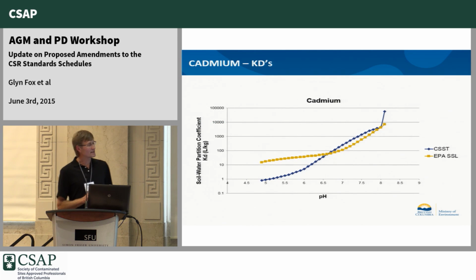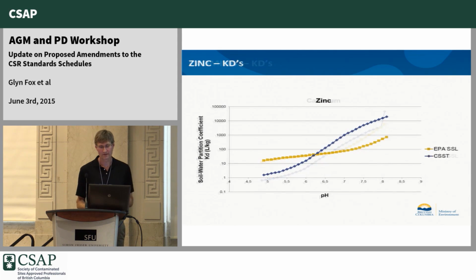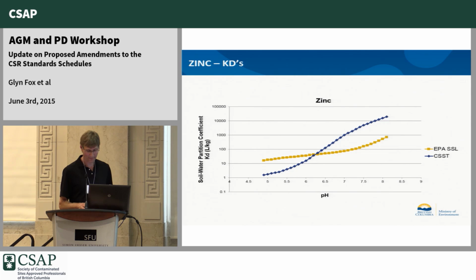Looking at that CAD plot, taking the EPA values versus our current ones, you can see the pH range there. If you're at lower pH, you get quite a bit more absorption using the EPA KD isotherm. That would mean higher standards. At a higher pH, it would be slightly lower. Same with zinc. It could be lower again at higher pH values.